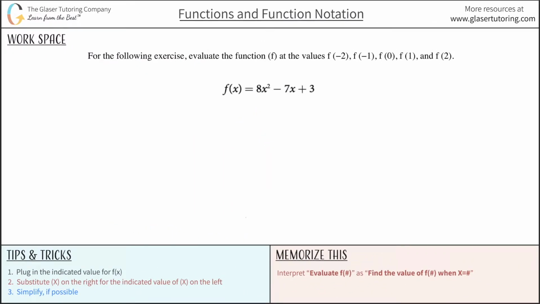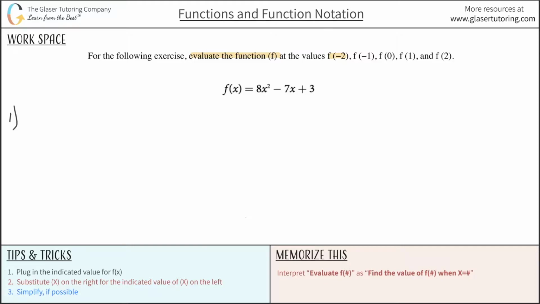For the following exercise, evaluate the function f at the values f of -2, f of -1, etc. So here is our function. What we are tasked to do is find the f of x value when x is equal to either -2, -1, 0, 1, 2, etc. We have a series of steps to follow down here at the bottom.